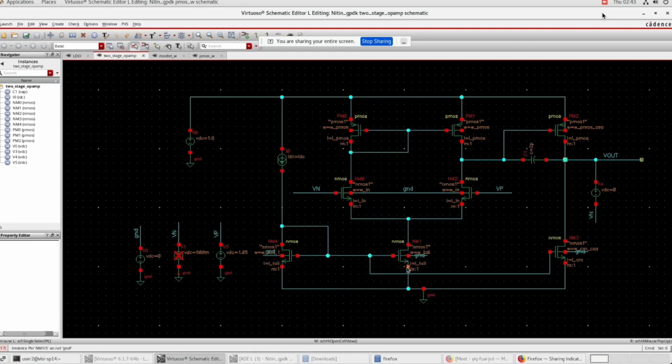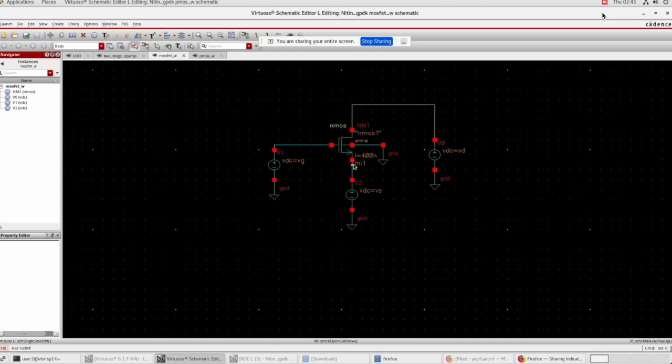Now I need to figure out the W by L's of all these MOSFETs. For figuring out the W by L's, I fix the VGS, the VDS and the IDS of the MOSFET, and then I find the W by L using those three parameters. Let us see how I decided the W by L for each MOSFET. For the NMOSes, this is the circuit I used to fix the W by L, and I'm going to simulate each circuit and fix the W by L.